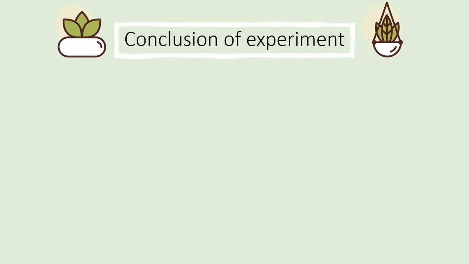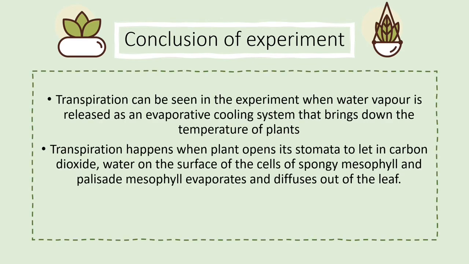The conclusion I have achieved from the experiment conducted is that transpiration can be seen in the experiment when water vapor is released as an evaporative cooling system that brings down the temperature of plants. Transpiration happens when plant opens its stomata to let in carbon dioxide. Water on the surface of the cell of spongy mesophyll and palisade mesophyll evaporates and diffuses out of the leaf.